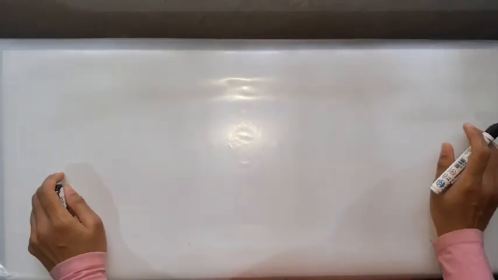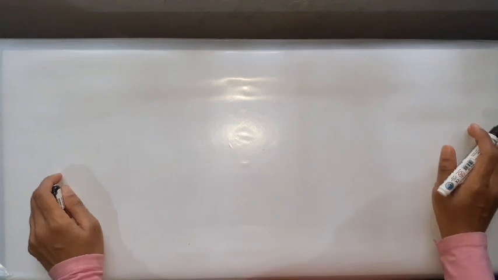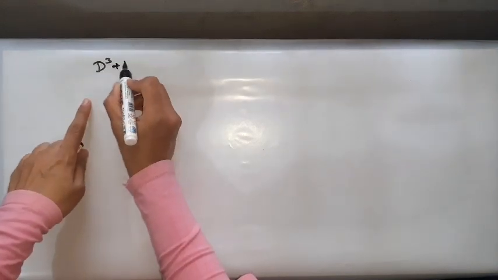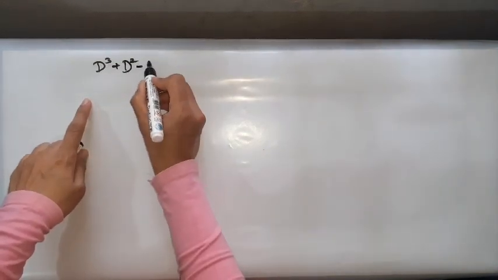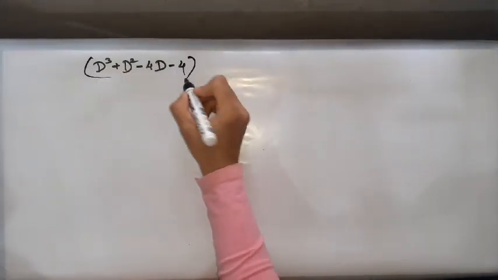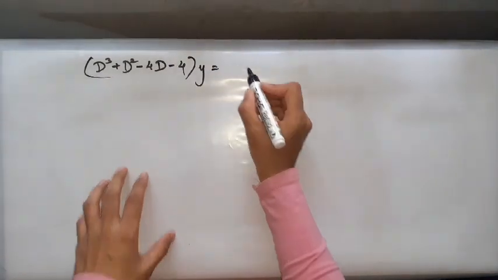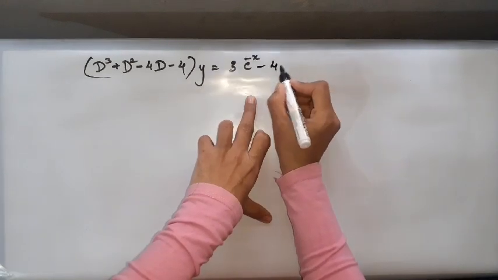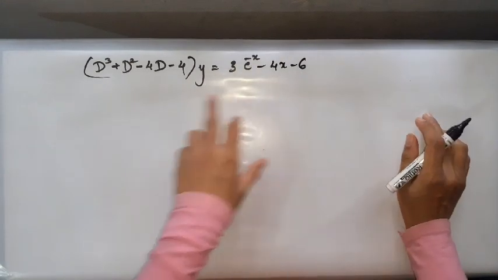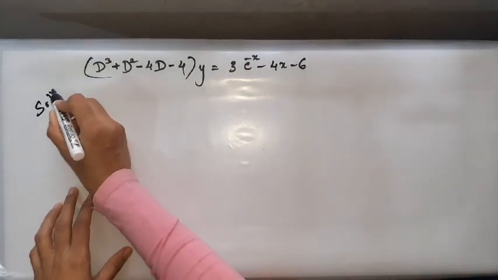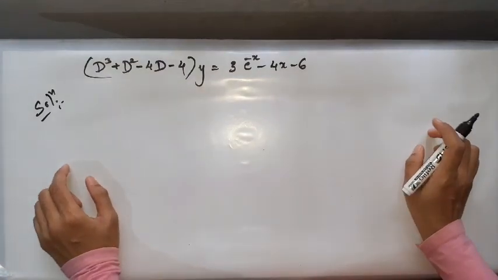Everyone, just follow each and every step throughout the problem with me. Okay, here is one problem for you. It is from your model question paper. (D cube plus D square minus 4D minus 4) of y is equal to 3 times e to the power minus x minus 4x minus 6. I hope it is seen clearly there. Okay. Now, we'll start with the solution of this problem. Then we'll move on to variation of parameters in this video.